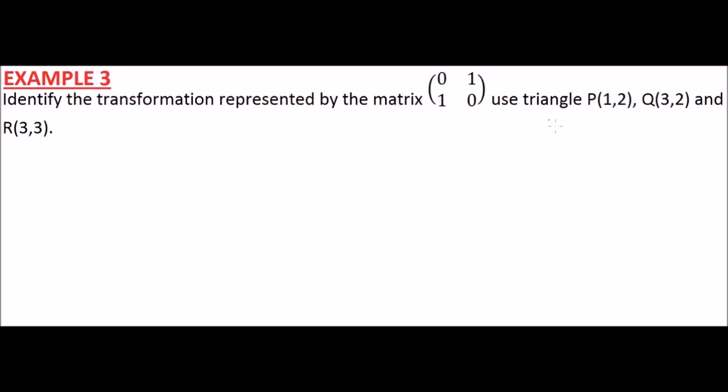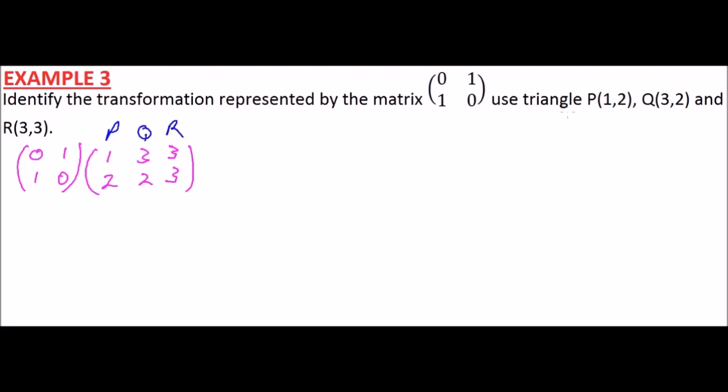So let's start by multiplying our matrix with the column vectors of our triangle. So we say it is 0, 1, 1, 0. We multiply by the column vectors formed by PQR: 1, 2, then 3, 2, and also we have 3, 3. We close the bracket. Note here that this is our P, this is our Q, and this is our R.